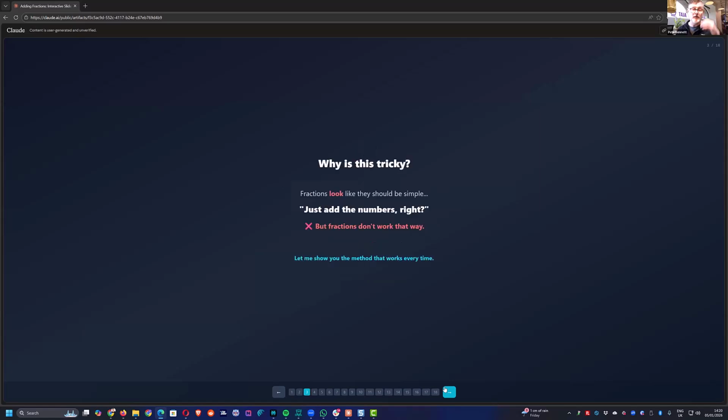Why is this so tricky? Well, fractions look like they should be simple. I mean, you just add the numbers, right? No, unfortunately, that's not the case with fractions. Fractions can be a little bit tricky because they don't work that way. I'm going to show you how they do work.